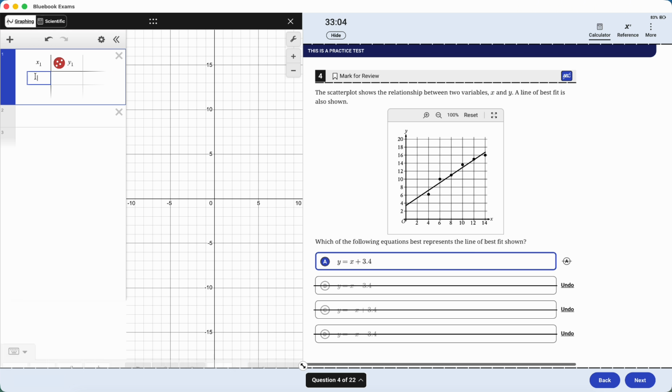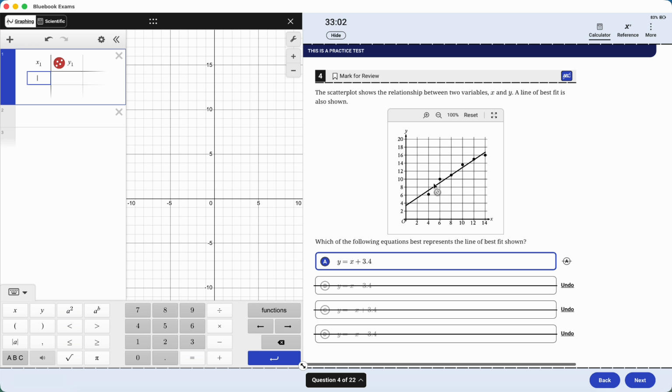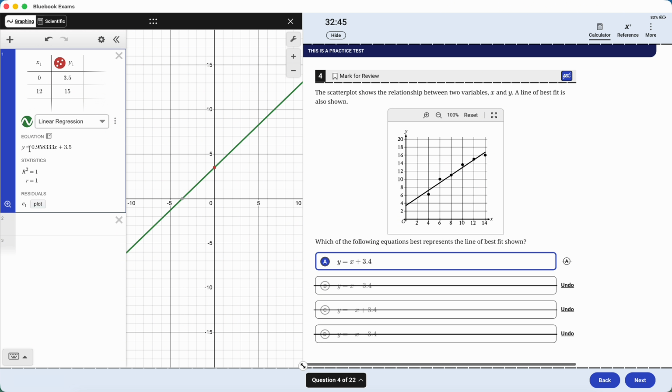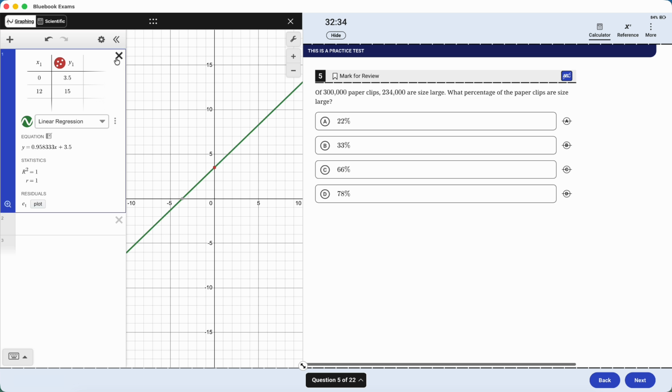But again, just to show you the regression tool, because you can use this later on. If I estimate a couple of points, right? So if I take this point here, it could be 0 and 3.5, and another point over here might be 12 and 15, right? This button will appear here at the top left, right? Add regression, hit that, and you get your equation. So we can see it's about 1x plus 3.5, so that's what A is. So again, just thinking about positive or negative slope and positive or negative y-intercept, you could get it, but that's how you can do it as well.